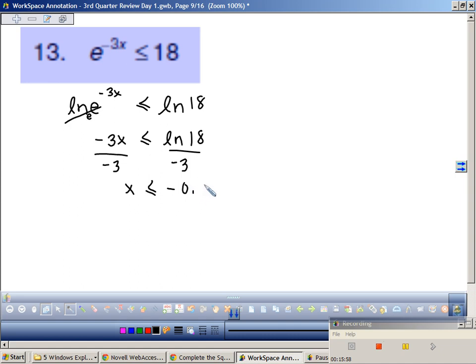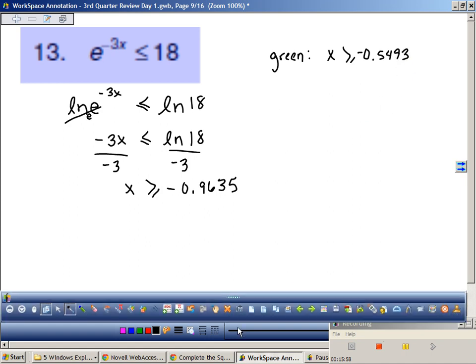Negative 0.9635. Only what do I need to change? The sign. Why? Because I divided by negative 3, right? So I need to change the sign. And the green? Number 13 is x is greater than or equal to negative 0.5493.